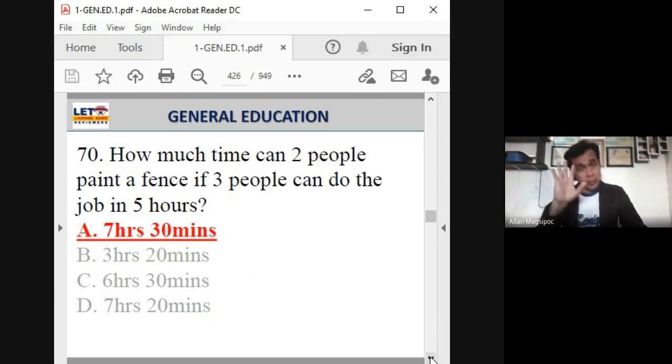Pero you know what? If you haven't encountered this in a review and then you encounter this in the actual LET, sa exam, mahihirapan kang sumagot nito, manghuhula ka. Guess ka, but actually it's very simple.